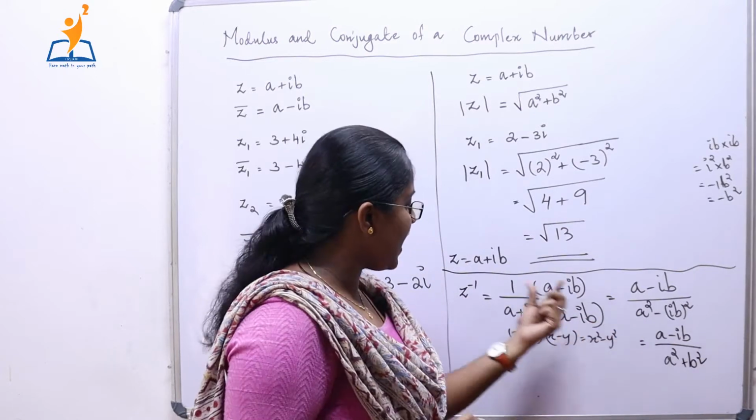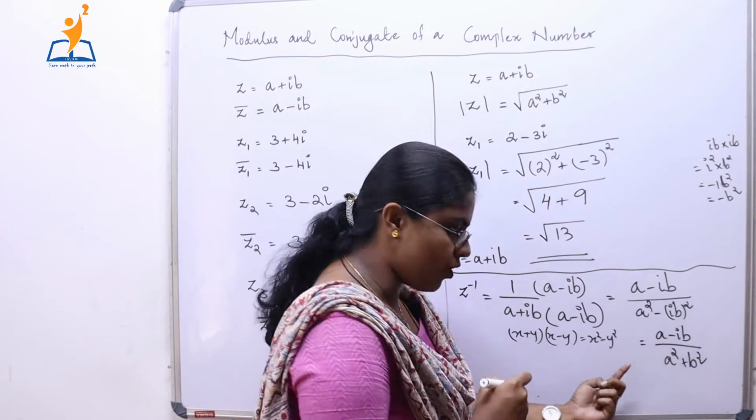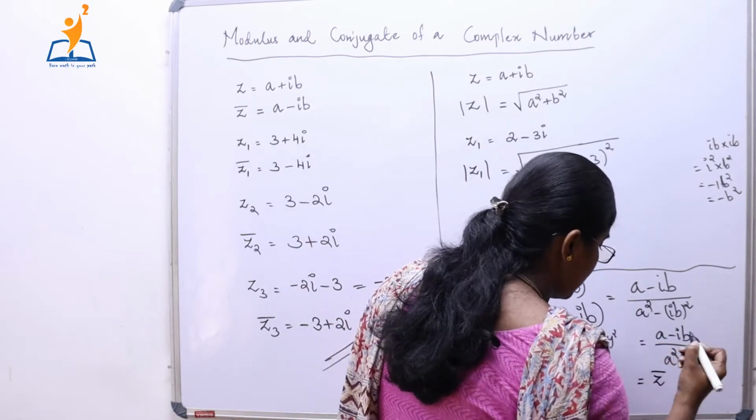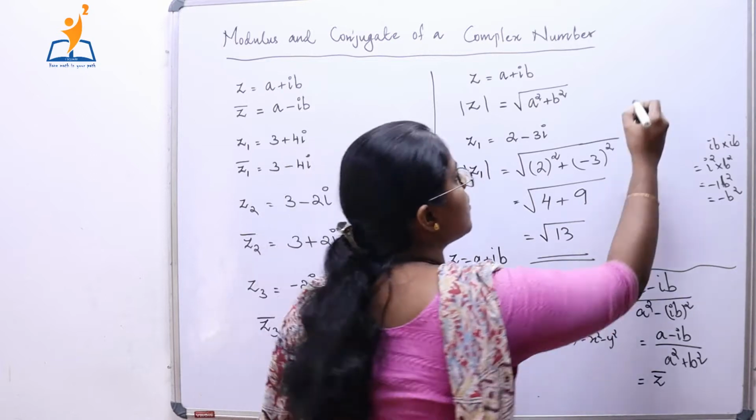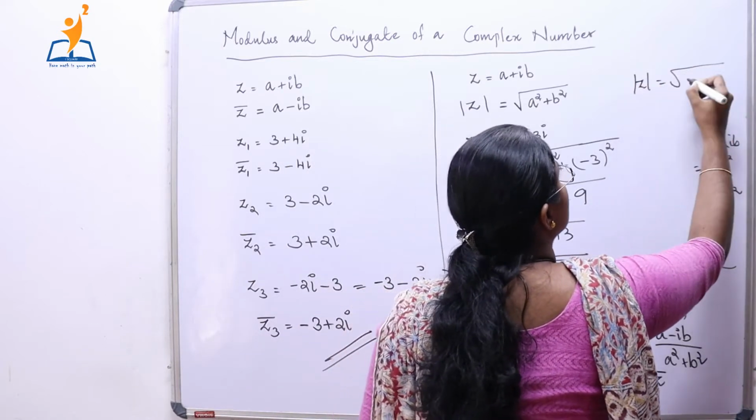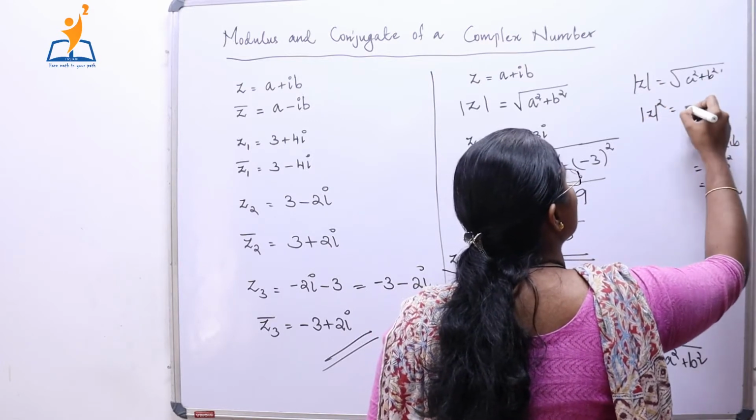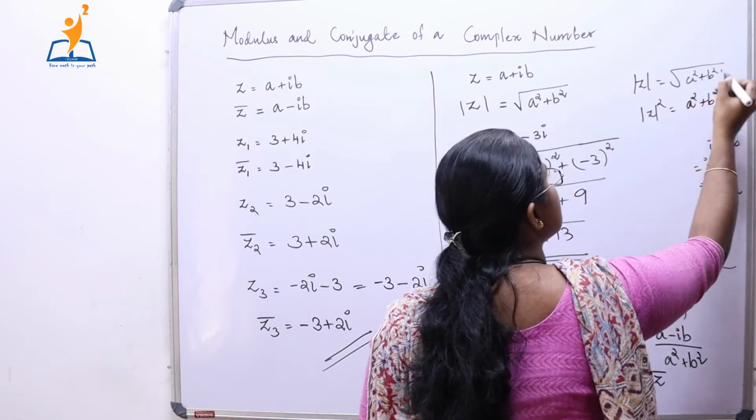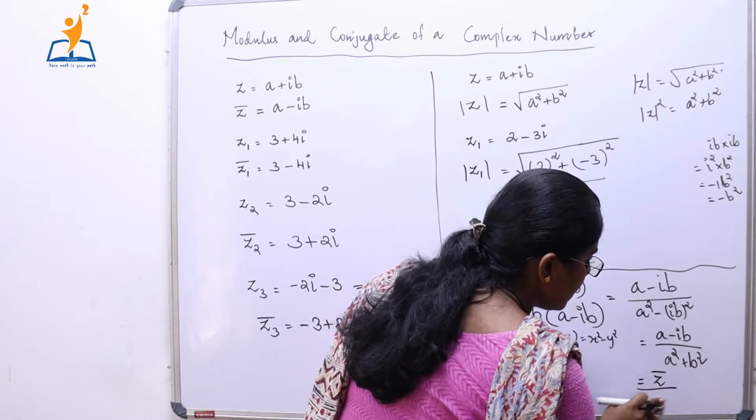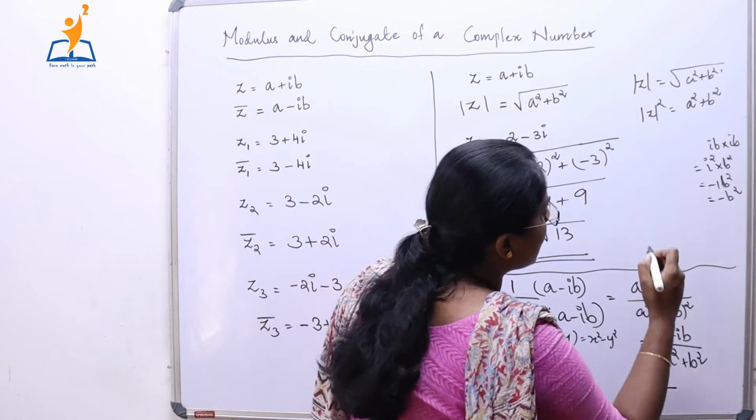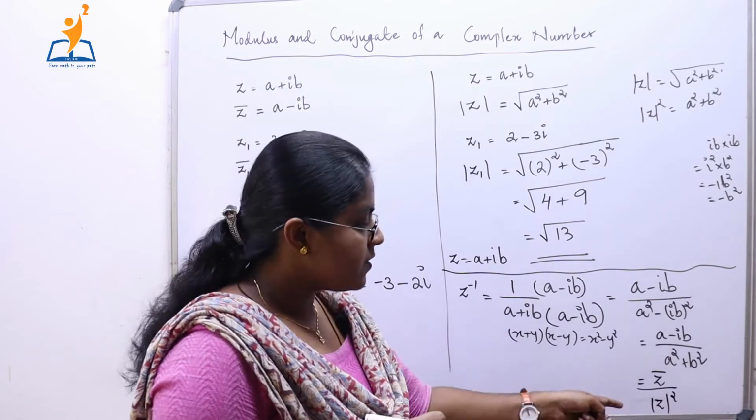So we know that if z is a complex number of the form a plus ib, a minus ib is its conjugate, that is z conjugate. And we know that a square plus b square is mod z square, because mod z is simply the square root of a square plus b square. So if we square the modulus, the square root will go away and it will become a square plus b square. So in the denominator we have mod z square, because a square plus b square is simply the square of the modulus.